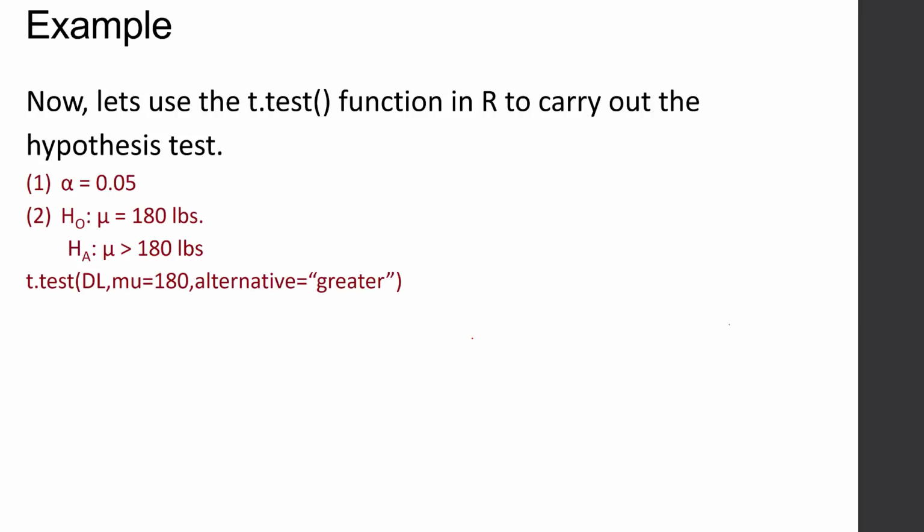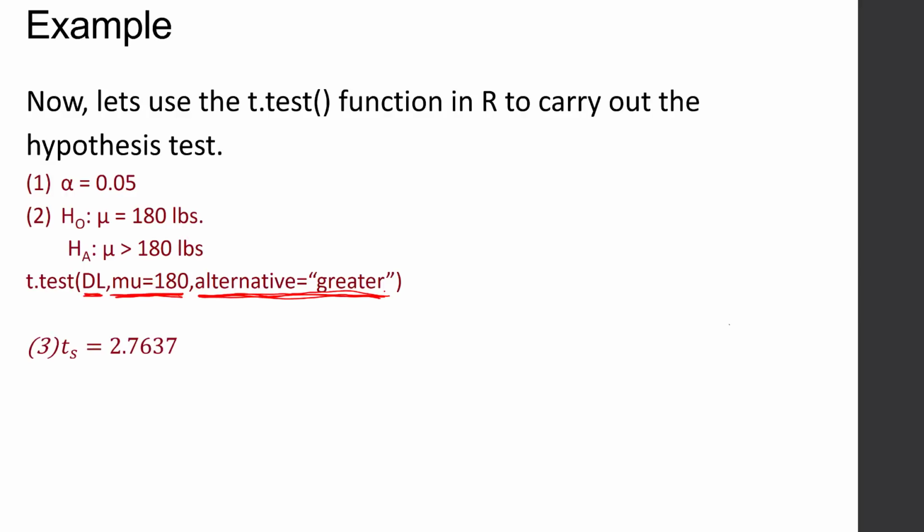To get our test statistic and p-value, we're going to use the t.test function. Notice that the first argument I gave it was the column of deadlift weights. The next one was telling it what my null hypothesized belief of the parameter is, mu equals 180. And then the default in here is for not equal to alternative, and since I want to do a greater than, I have to put in alternative equals greater in quotes.